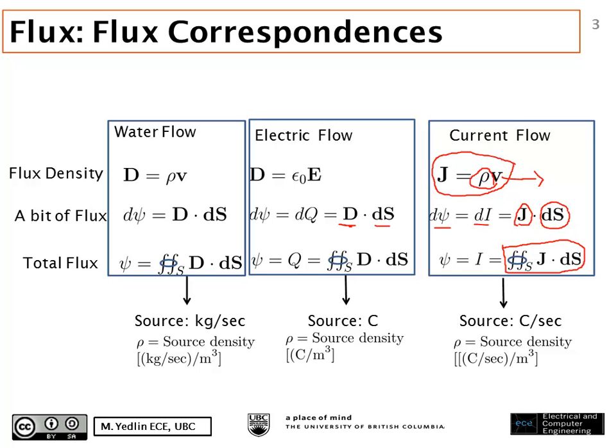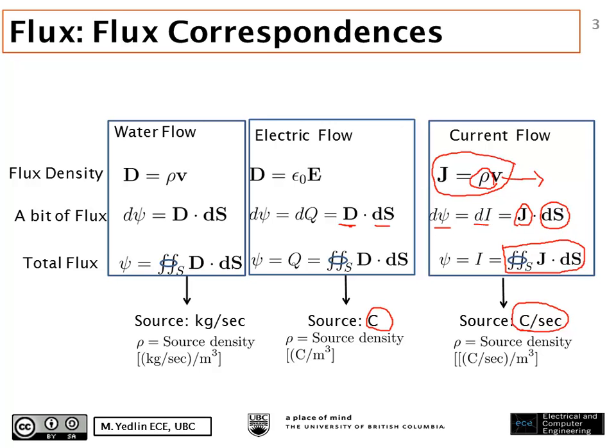Look at the sources. In the case of electric flow, it's coulombs, but in the case of current flow, it's coulombs per second. And coulombs per second we know is amps. So the source density, we'll find out, in fact, is coulombs per second per meter cubed, or coulombs per meter cubed per second. And that will give us an idea of what the source is going to be like for the situation of current flow.